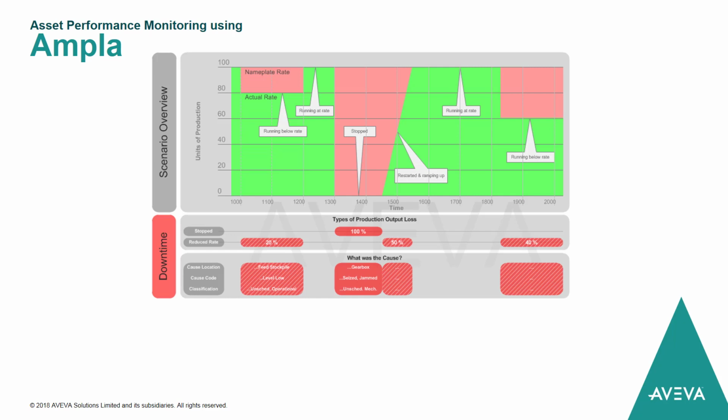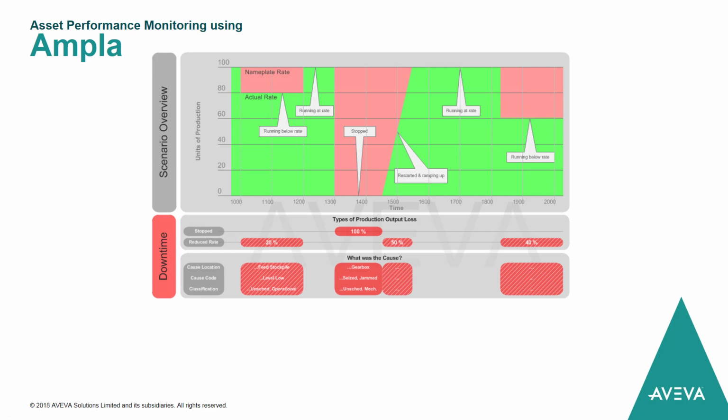So when those events are being created in Ampla automatically based on tags and logic, we then have to populate those, or we can populate those with auto-completion logic or manually, and we're populating them typically with a cause location. So what was the piece of equipment that failed, a cause code being a nice generic cause code being level low or broken, seized, jammed, meeting or weather or something like that. And then the classification is the third piece of information that typically links to the business group that was responsible for that type of loss.